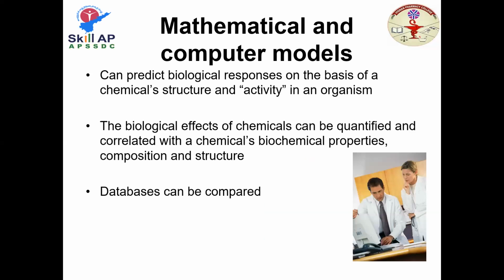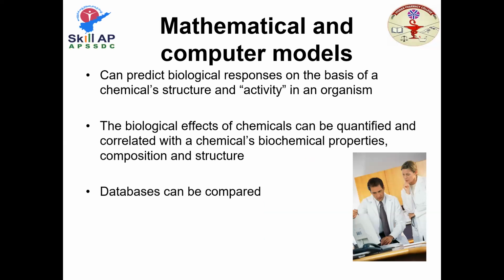So what can mathematical and computer models do? They can predict biological response on the basis of chemical structures and activity in an organism, because we will be knowing the structure in the computer simulator, our chemical structure and the receptor structure. Based on that, whether it is fitting or not, whether both structures are similar or not, how much attachment there is, we can predict. Based on that, we can estimate what the biological effect can be.